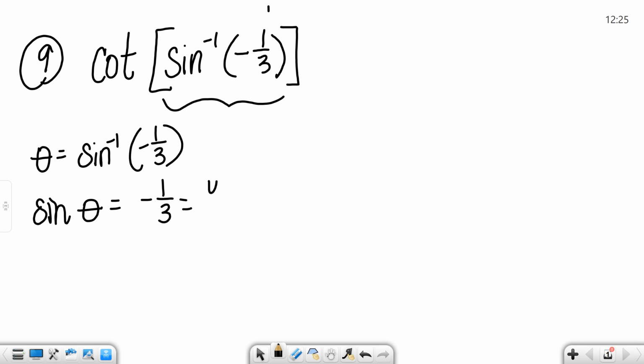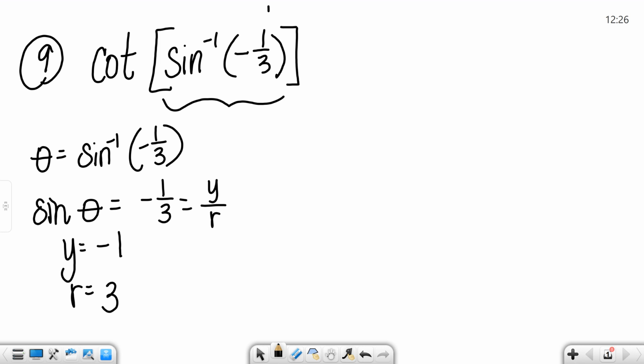Now we learned that sine is y over r. We also learned that r can never be negative. So that means that the y value here is negative. So y is negative 1 and r is 3.